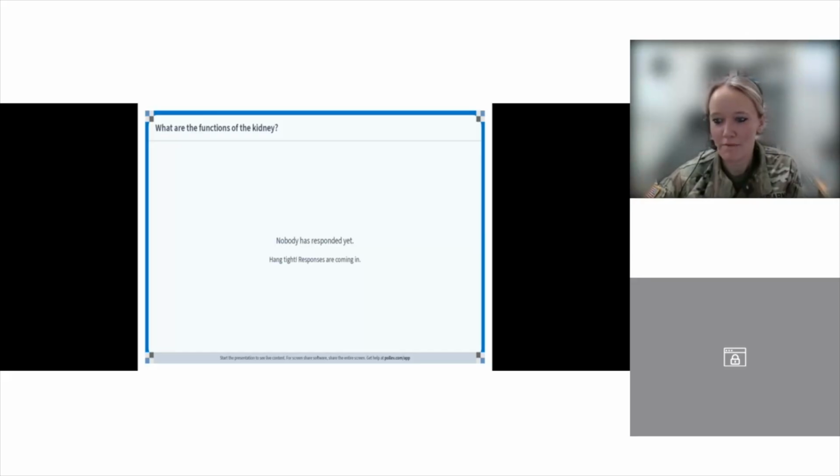More votes for filtration. Yeah, I love it. Okay, so lots of answers for filtration. Some words in here about balance, electrolyte balance, so maybe acid-base balance, probably a good one. Lots more filtrations, perfect. Excellent, I love it.